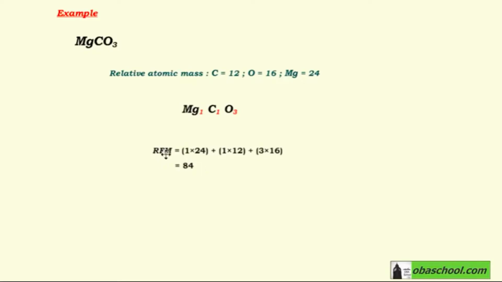So this is how to obtain the relative formula mass of magnesium carbonate: by multiplying the number of each atom with its given relative atomic mass and then adding them up together.